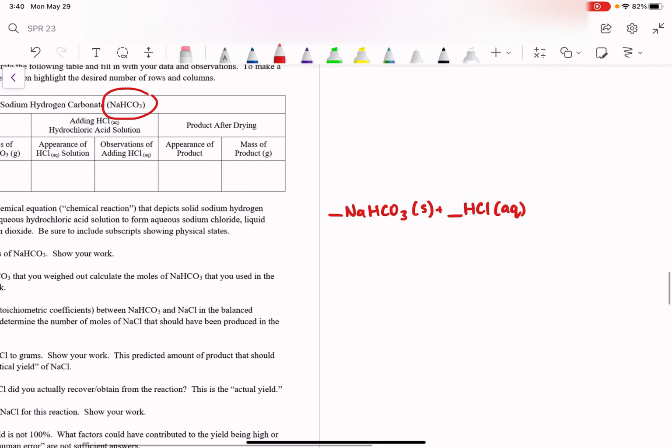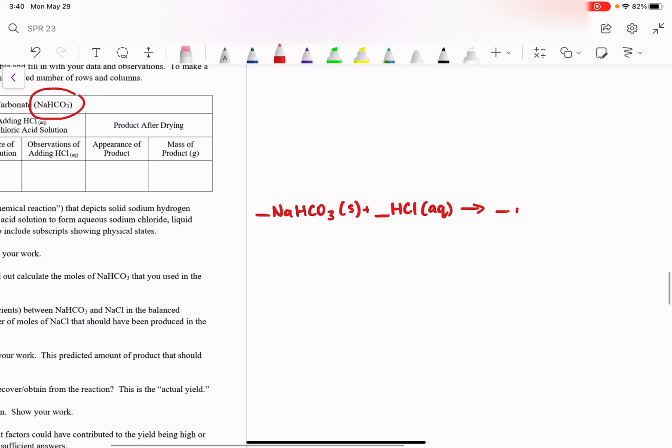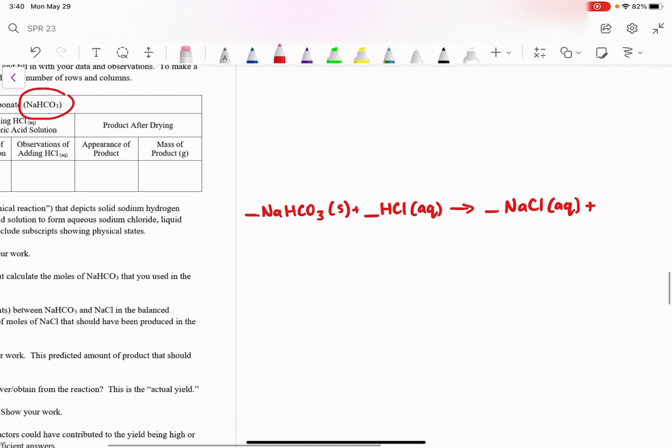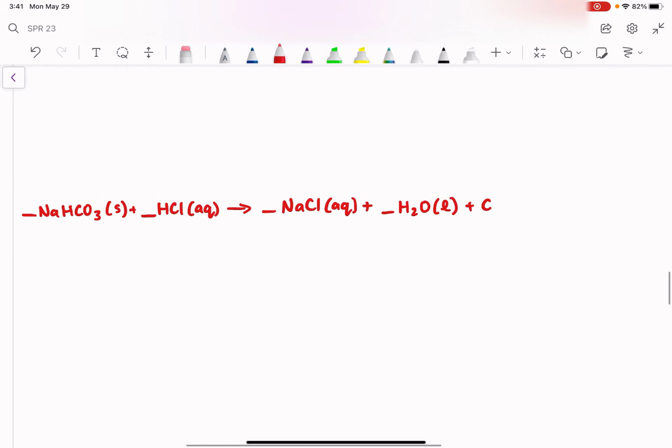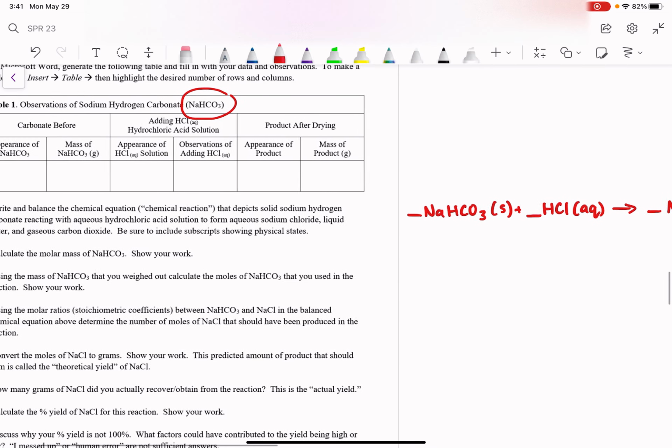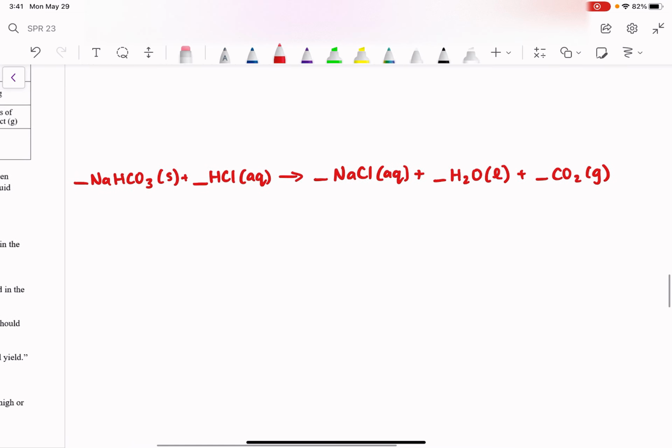Okay, and then it says we form sodium chloride, aqueous, plus liquid water, and gaseous carbon dioxide. Oops, let's give ourselves a little more room here. All right. So let's go ahead and balance this equation.